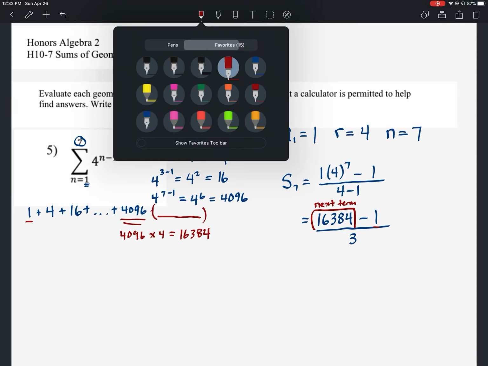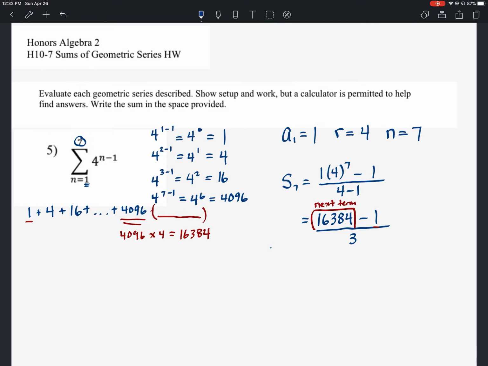So when we finish calculating this, I'm going to switch back to my blue. Okay, we should end up with our final answer being 5,461. That is the sum of the 7 terms in this series.